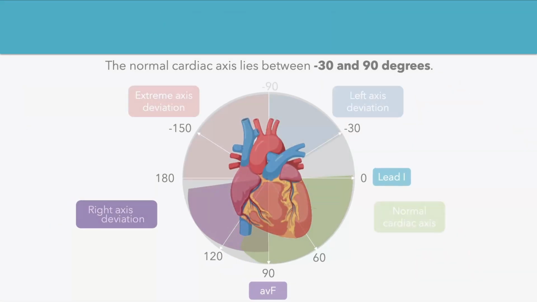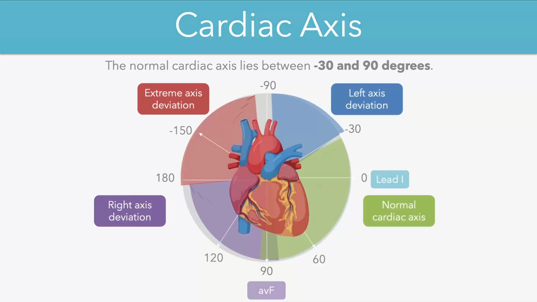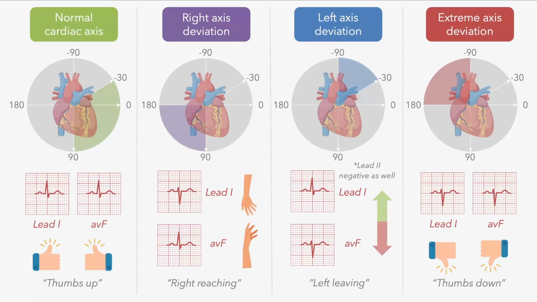We can use the exact same process to calculate the other types of axes as well, and this method offers a quick and easy way to calculate the axis and therefore enables us to localize possible pathologies. Just to put everything in one place, we have a diagram here which outlines the different types of cardiac axes as well as what we would see in leads 1 and AVF.